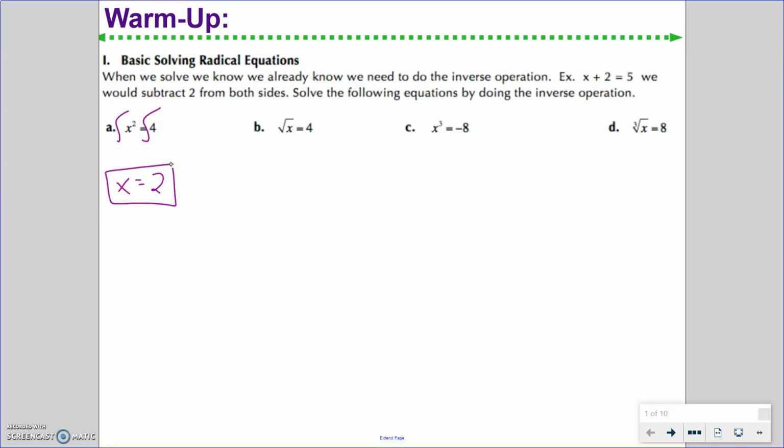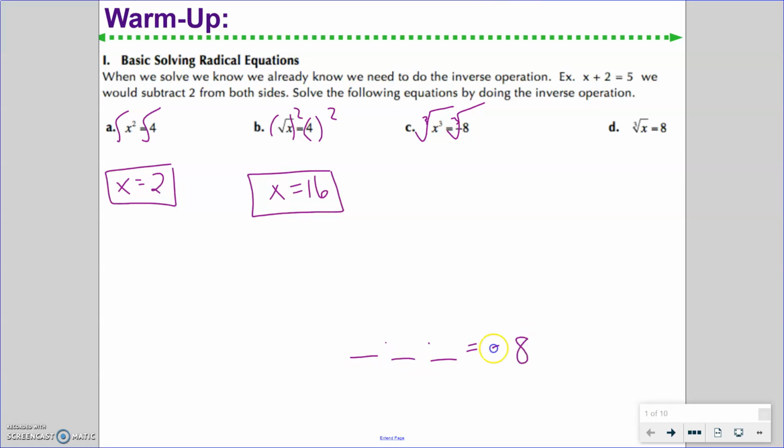Okay, so let's look at letter B. And to do the opposite of square rooting something, I need to square both sides. So that turns into x equals 16. Okay, to do the opposite of cubing something, I need to do what's called cube rooting, which basically means what number times itself 3 times gets me -8.